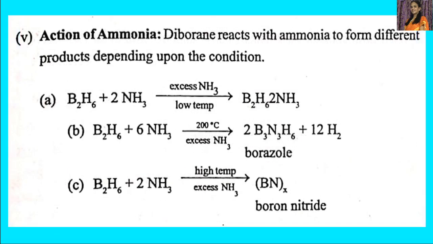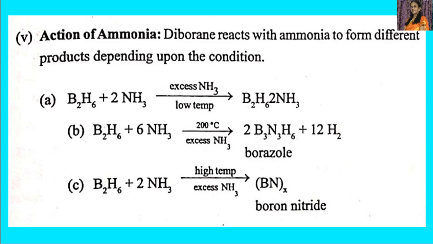Now the next one is action with ammonia. Diborane reacts with ammonia to form different products depending upon the condition, based on the quantity of ammonia taken and the temperature. When ammonia is in excess and the reaction takes place at low temperature, we get diammoniate of diborane, B2H6·2NH3.